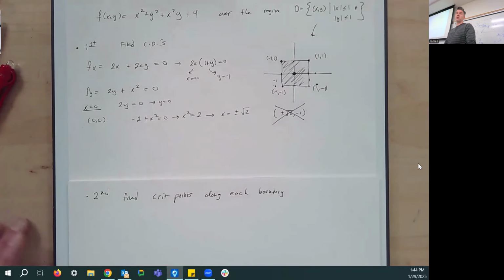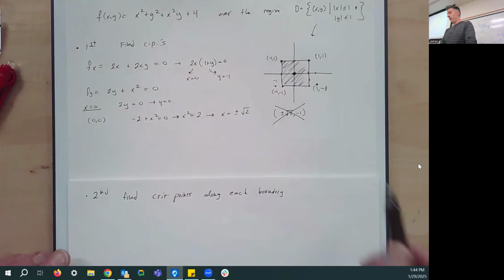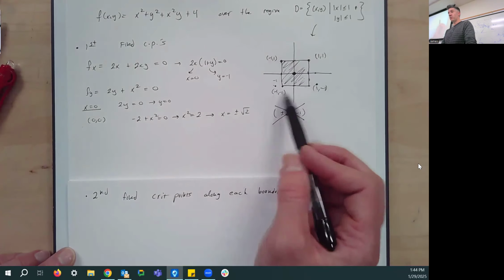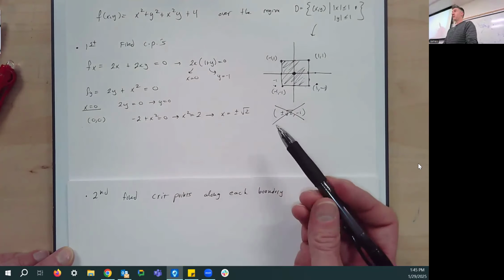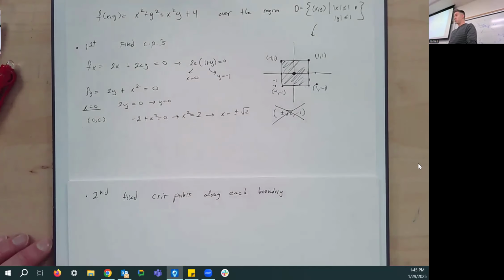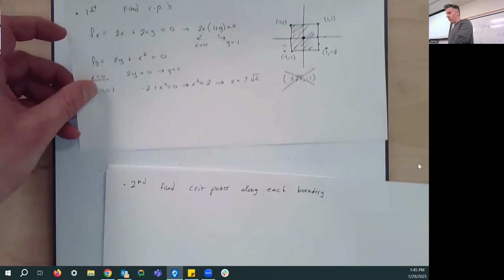And they all have equations. They're usually just lines. This top boundary is y equal to 1. This bottom boundary is y equal to -1. This right boundary is x equal to 1. This left boundary is x equal to -1. So what we're going to do is use those. Let's start with y equal to 1.